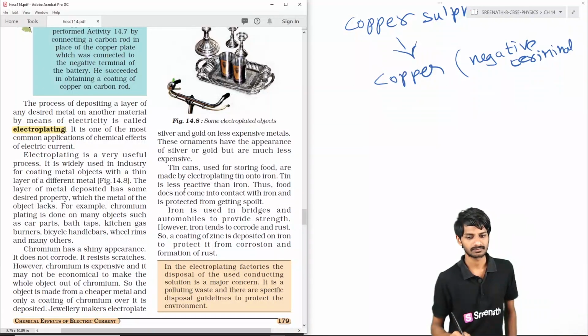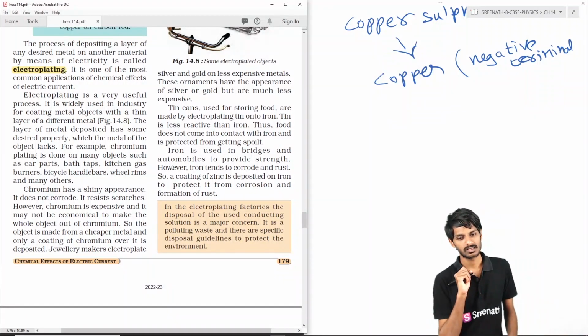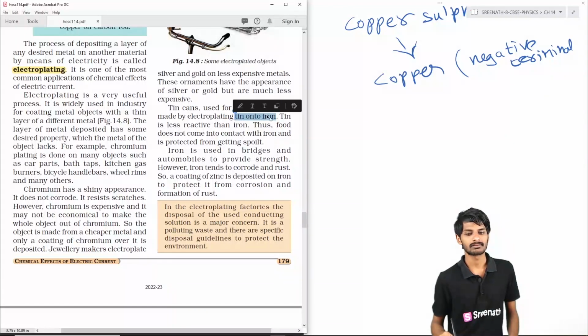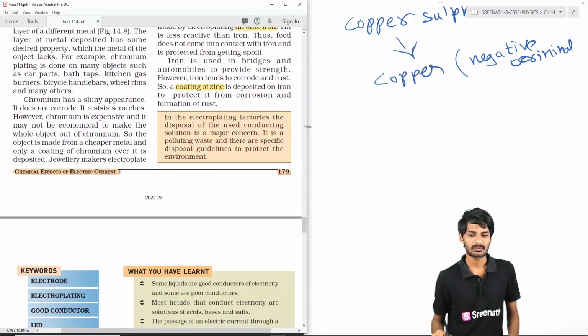That is the case. Even the tin cans we use for storing food, students, are also electroplating, the tin on iron. That is the case, students. So iron in the bridges is very corrosive, that's why a coating of zinc is given because of electroplating. So this is the whole chapter, students.